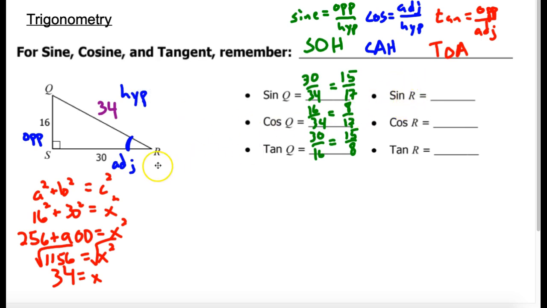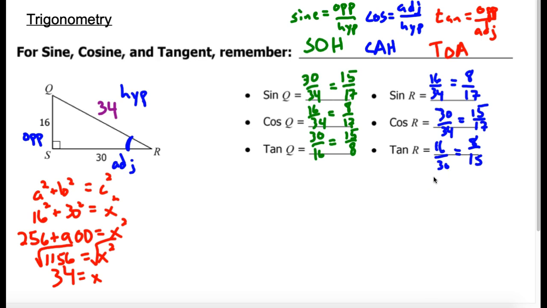So now, sine of r, opposite over hypotenuse, is 16 over 34, which reduces to 8 over 17. Cosine of r is adjacent over hypotenuse, so 30 over 34, which reduces to 15 over 17. And tangent of r, opposite over adjacent, is 16 over 30, which reduces to 8 over 15.